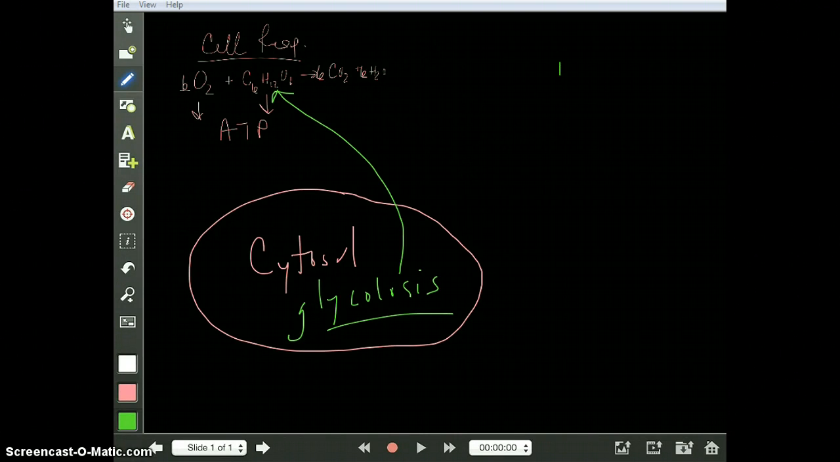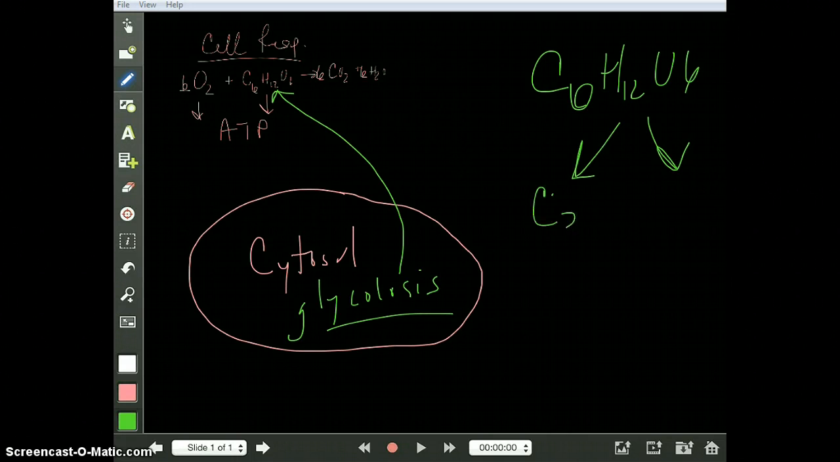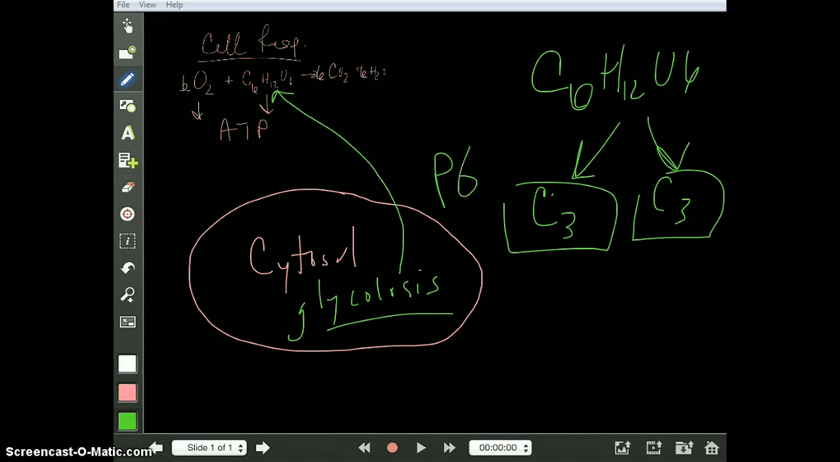What that really refers to is a fancy term for splitting that structure, taking C6H12O6 and splitting that into two C3 structures. Okay, we don't really need to get into too much detail. What ends up involved is that this C3 structure is known as PGAL, phosphoglyceraldehyde, which is also known as G3.